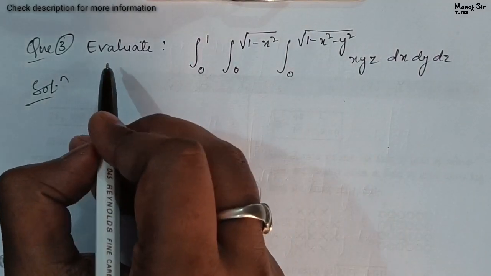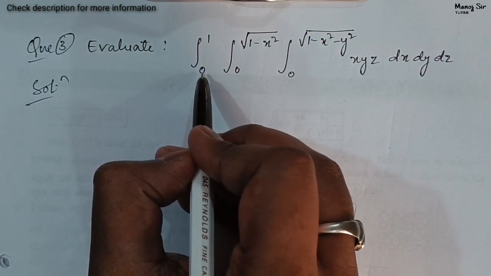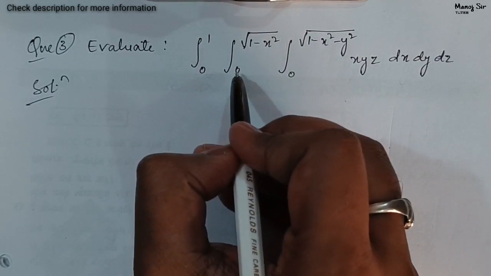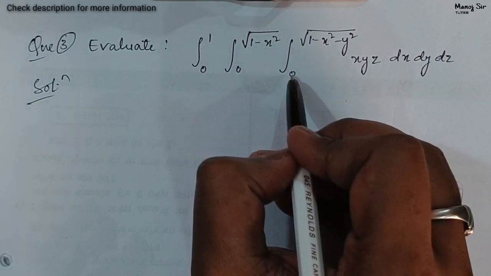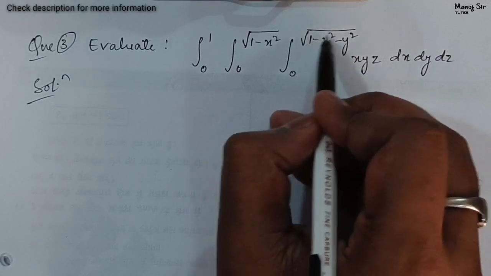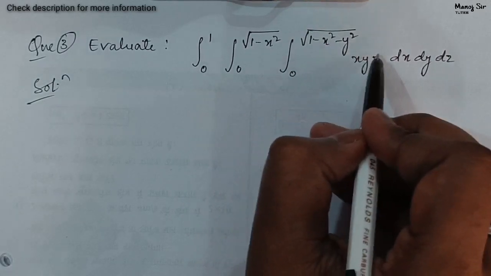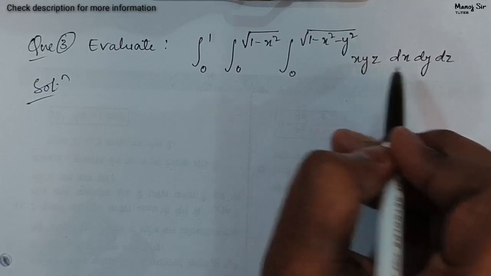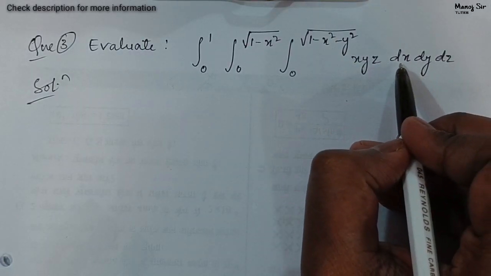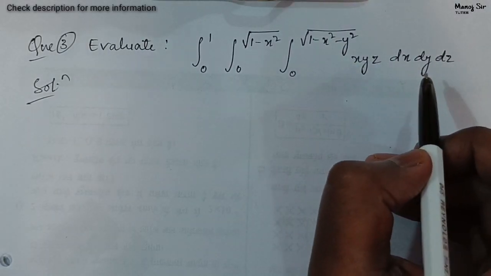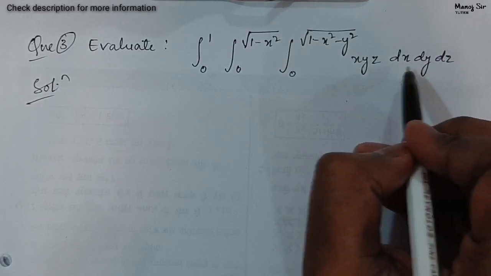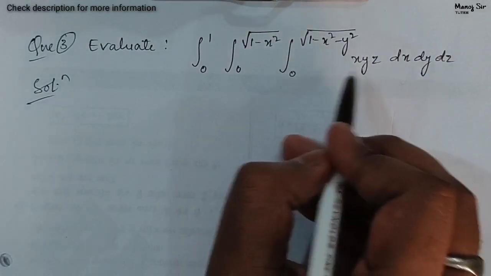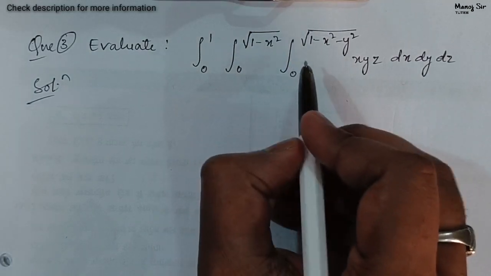The question says evaluate the integral, where the limit goes from 0 to 1, then 0 to root over 1 minus x square, then 0 to root over 1 minus x square minus y square, the function is xyz, and the order of integration is dx, dy, dz. First of all, we need to check whether this order is okay, or we need to change the order of integration. For that we need to see the limits.